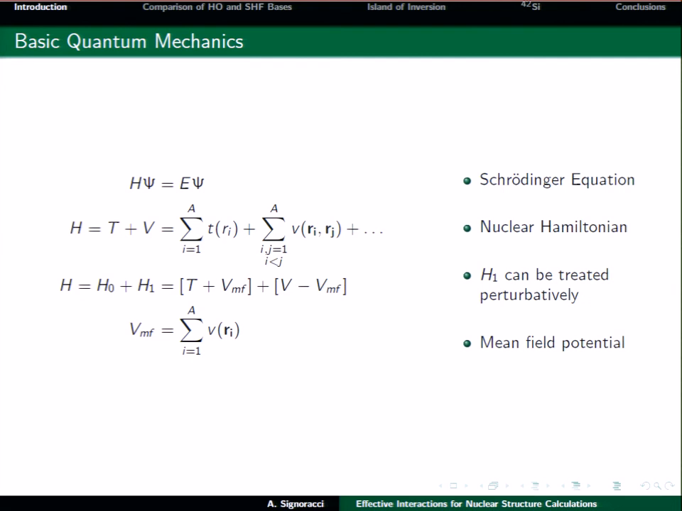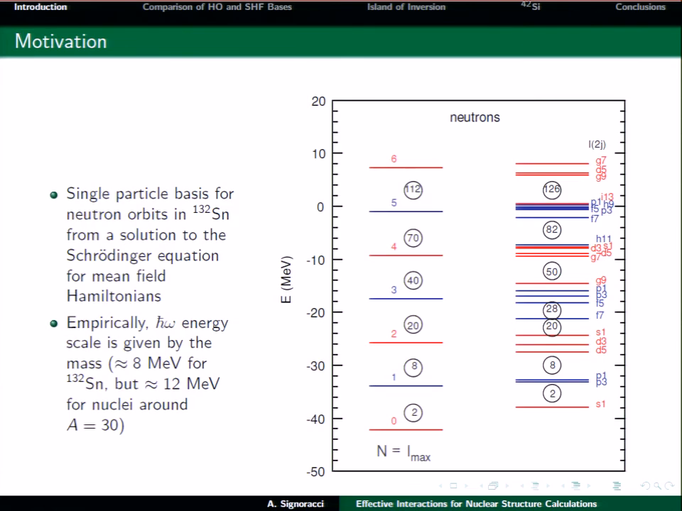One trick to help aid in the solution of the equation is to add and subtract what's called a mean field potential, where it's a simple one-body term. And so we have a mean field Hamiltonian, H naught, which can be solved exactly. And then there's a smaller term, the residual interaction, which can be treated perturbatively. The selection of a mean field Hamiltonian gives us a problem that can be solved.